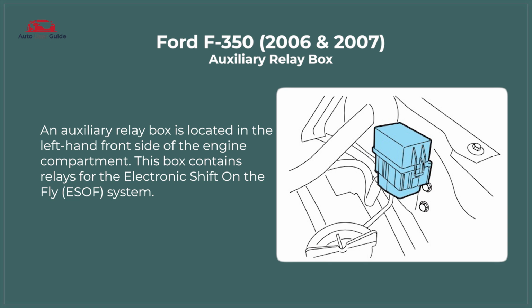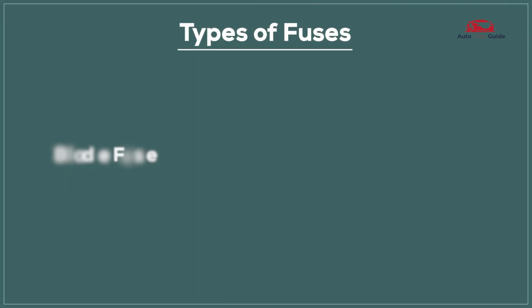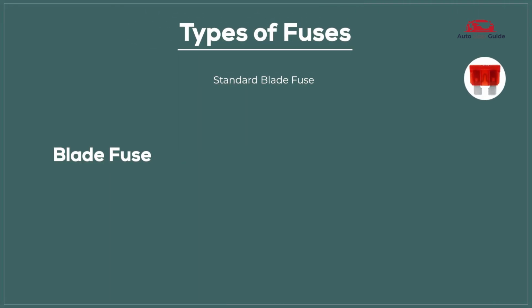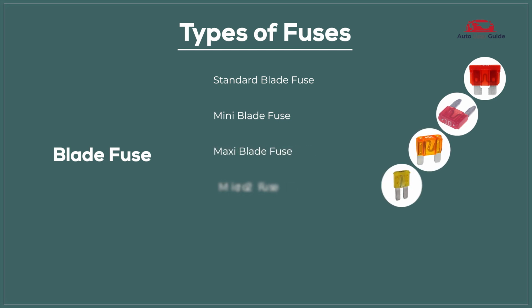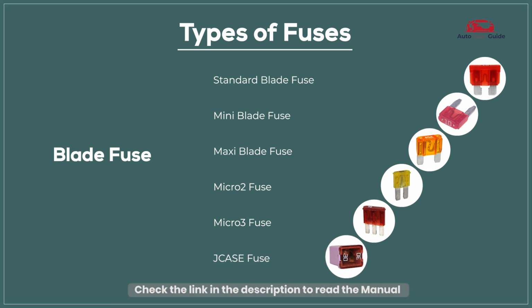Auxiliary relay box in Ford F-350, 2006 and 2007. Type of fuses: blade fuse, standard blade fuse, mini blade fuse, maxi blade fuse, micro 2 fuse, micro 3 fuse, J-case fuse.